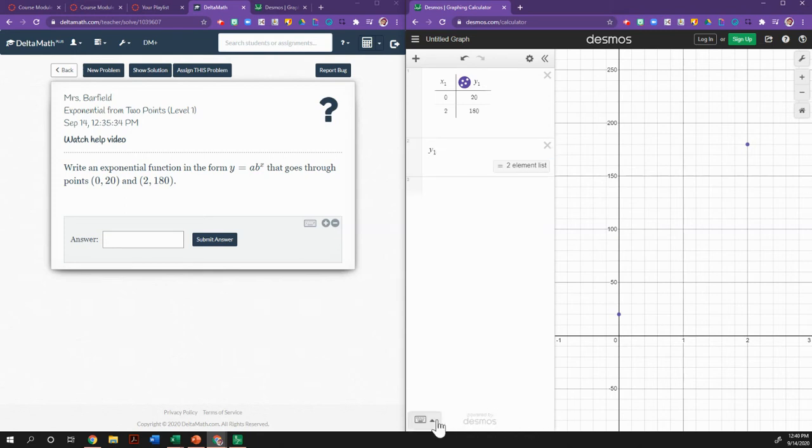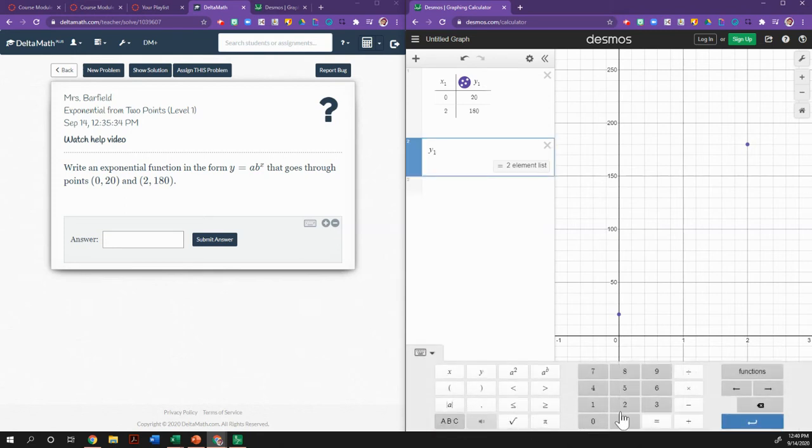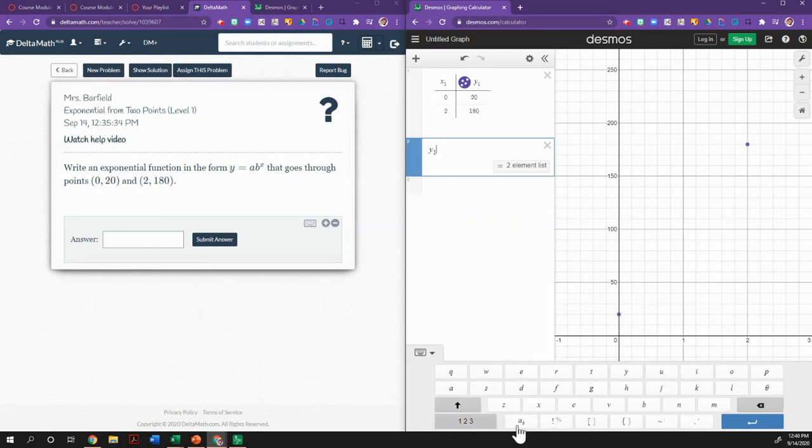Actually, I don't even know where it's at on the keyboard. If you switch over to ABC, there's your tilde right here. So it's the squiggly line. And then we're going to type a, b, and then we're going to do exponent, so shift 6, and then we're going to do x1. And that drew in the values from x1.